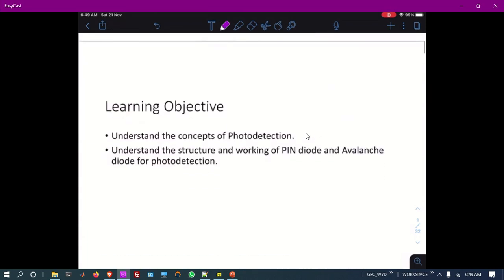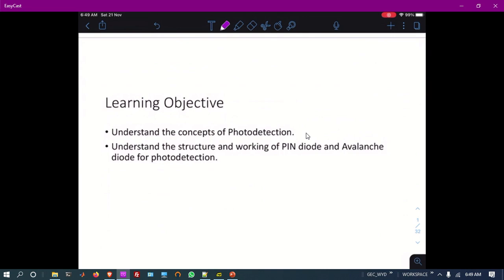In this lecture, we are going to understand the concepts of photo detection, what the processes involved in detecting a photon are, and how it is detected. And we will understand the structure and working of the PIN diode and the avalanche photodiode for photo detection.